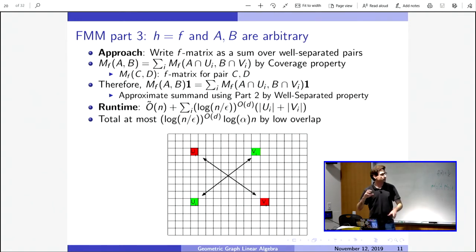And because the well-separated pairs decomposition is small, it has an order n number of sets, the total runtime is the desired runtime, log of 1 over epsilon to the d times n. So this completes the multipole method.